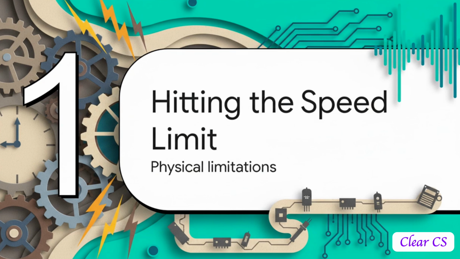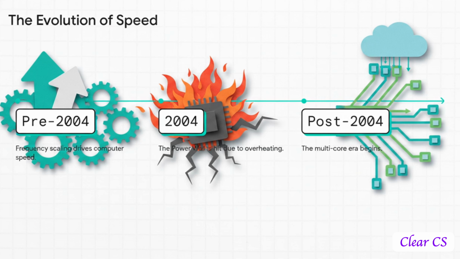All right, Section 1, hitting the speed limit. So, to understand why these concepts even exist in the first place, we kind of have to travel back in time a bit and look at the physical limitations that literally forced computers to evolve. For decades, the industry basically relied on something called frequency scaling. From the mid-'80s on, if you wanted to make a computer faster, you just cranked up its clock frequency. Pretty simple, right? But around 2004, the industry hit a brick wall, the power wall.